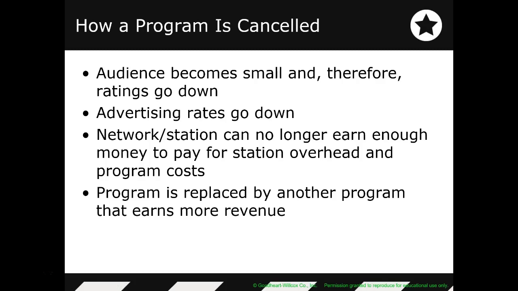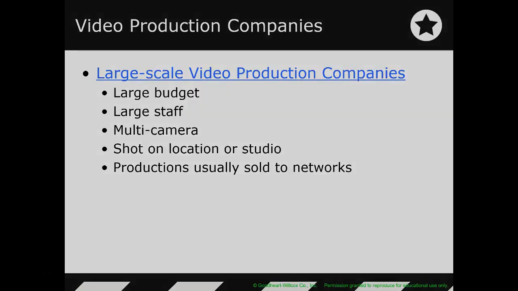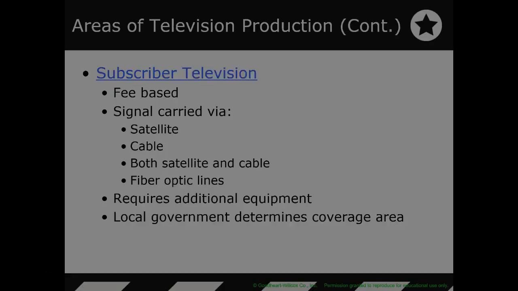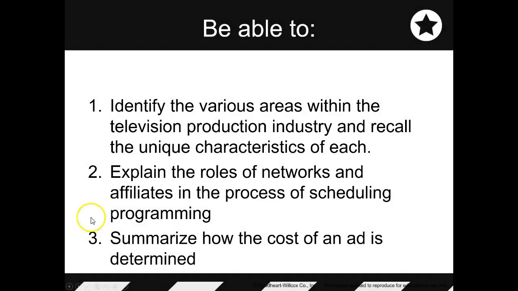So let's just really real fast go back to our first slide and remember that after reading the chapter, reviewing the chapter, reading the notes and review, and this quick little brief overview of chapter 1, you should be identifying the areas of the production industry and recalling the characteristics and the different parts. So broadcasting, subscriber, industrial, closed circuit, home video, those things.